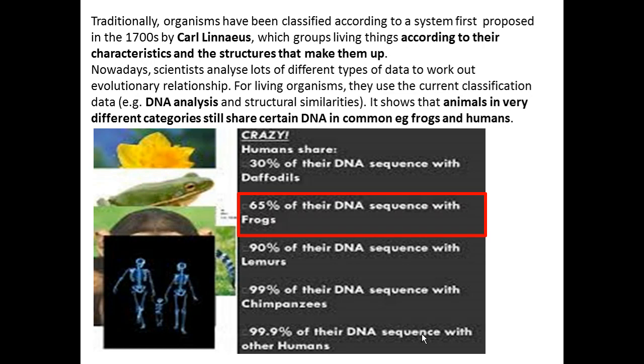And what this DNA analysis added to our knowledge is that animals in very different categories still share certain DNA in common. For example, frogs and humans, although they belong to very different categories as animals, still share 65% of their DNA sequence. Okay, so this is replying to the driving question, how different are frogs from humans. Actually, we are still sharing 65% of our DNA with the frog.